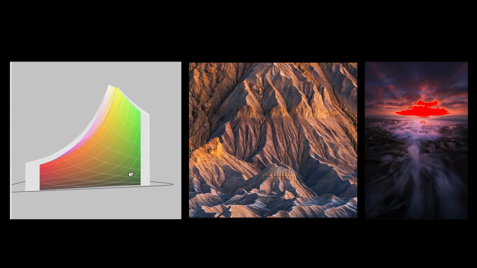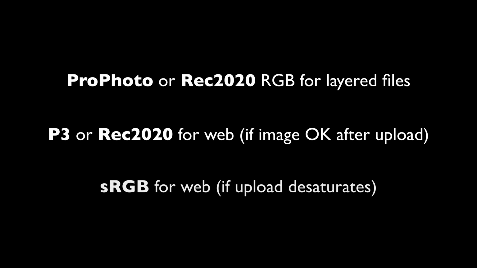How do you pick the best color space for photography? In this video, we'll look at both theory and real examples. But for those of you who just want the answer, I recommend ProPhoto or Rec 2020 for your layered files. P3 or Rec 2020 is ideal for the web when it's supported during upload. Otherwise, sRGB is always safe, if a little bit boring.